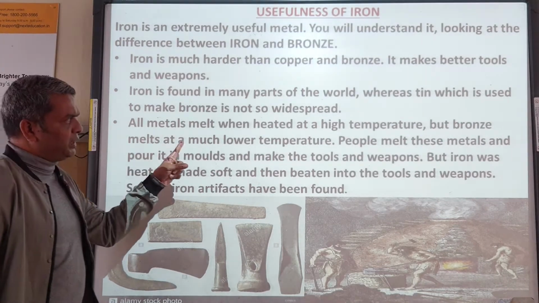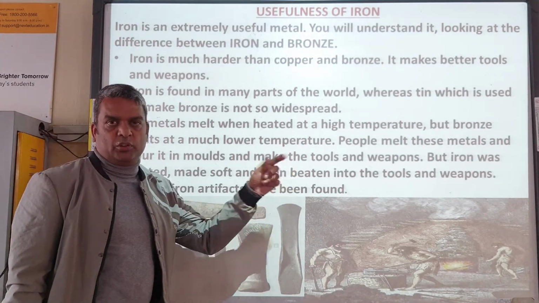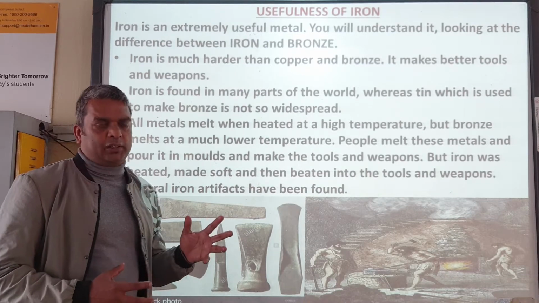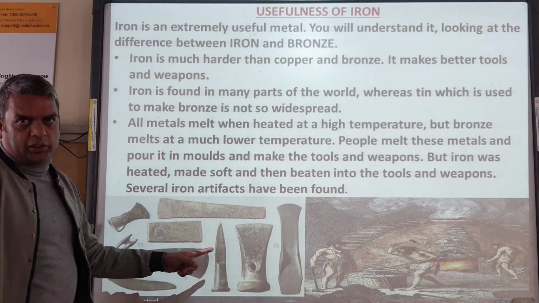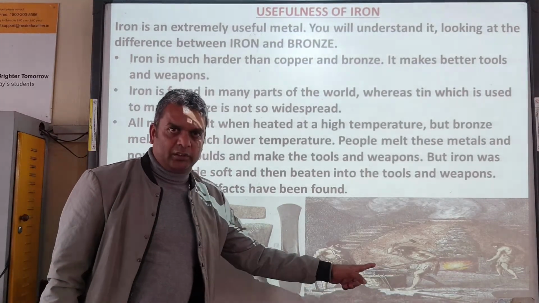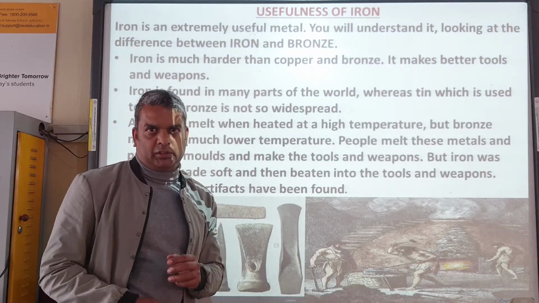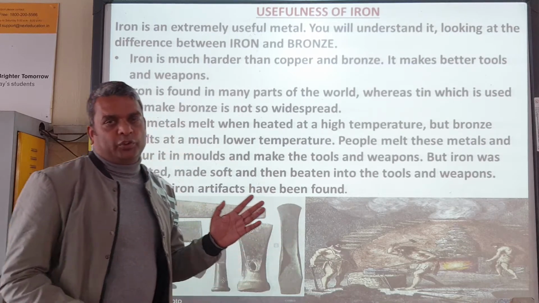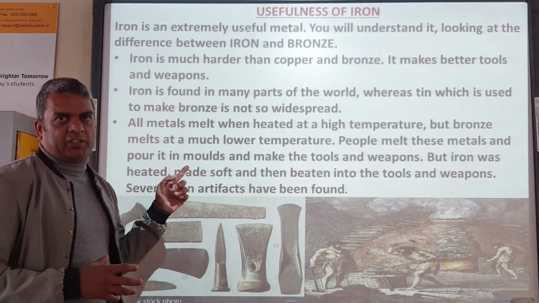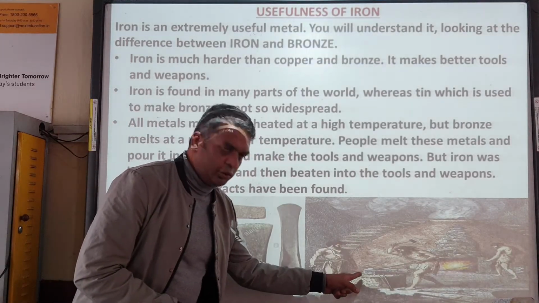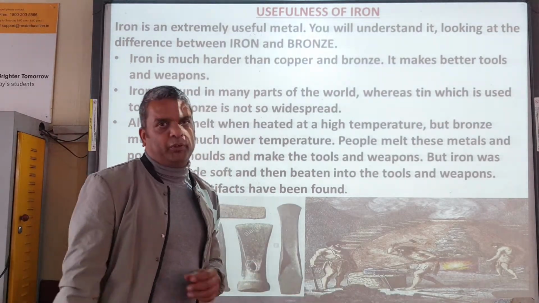All metals melt when heated at a high temperature. So copper melted, tin melted very easily. But iron was so hard to melt, they had a difficult time. Here you can see an image in the beginning, how they melted, and then they poured it into molds and made different metals. But iron was so hard, they could not melt it very easily. So what they did was they heated it and then they hit onto it and got the shape of the weapons.